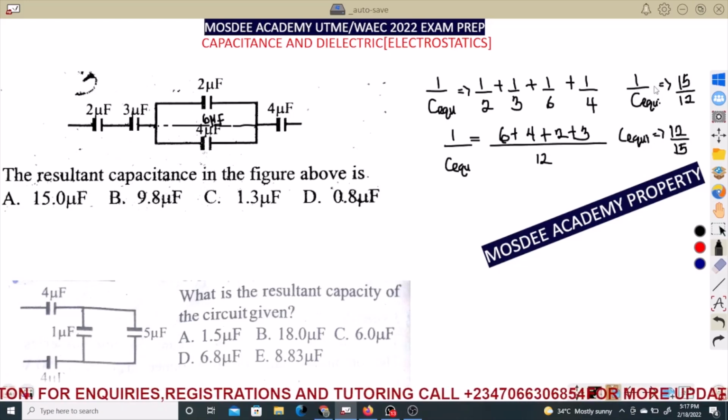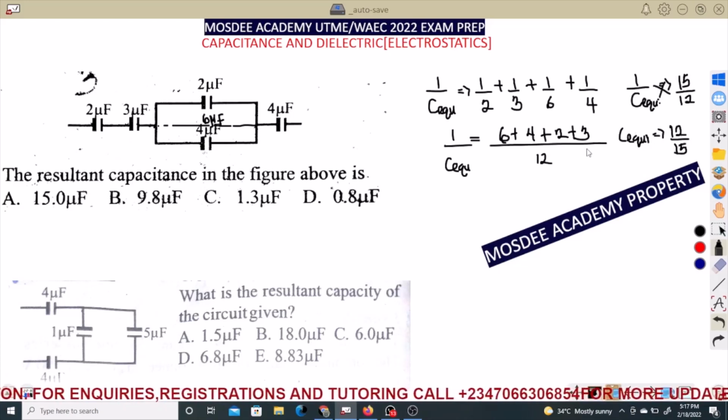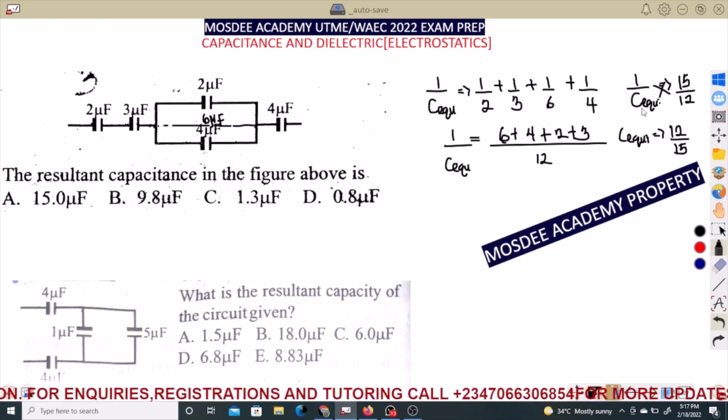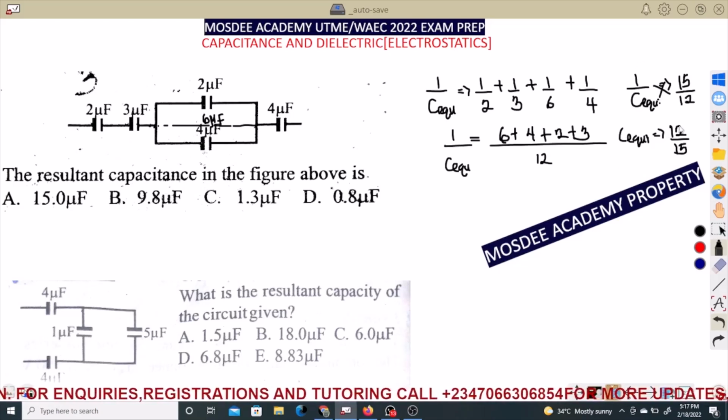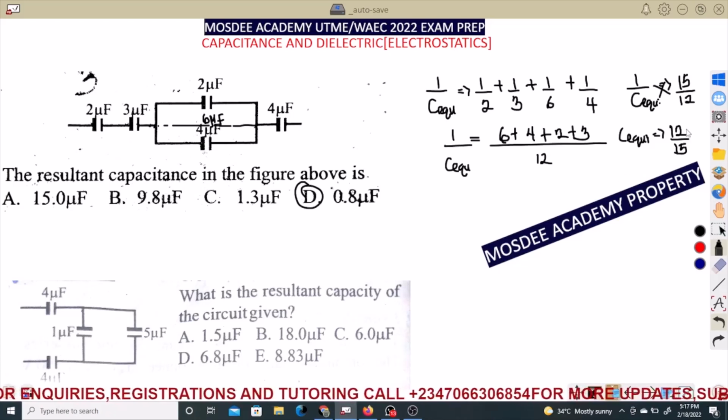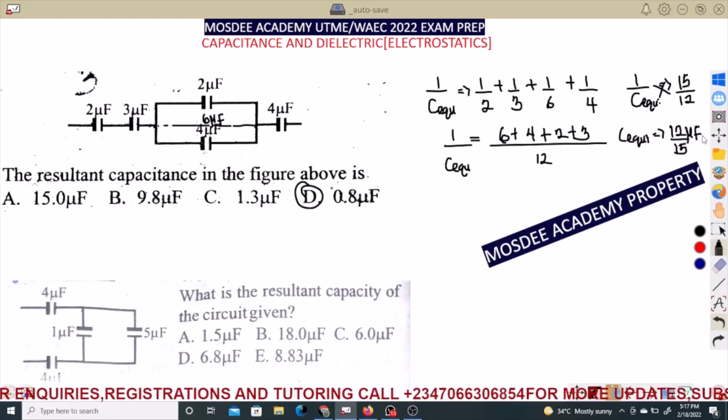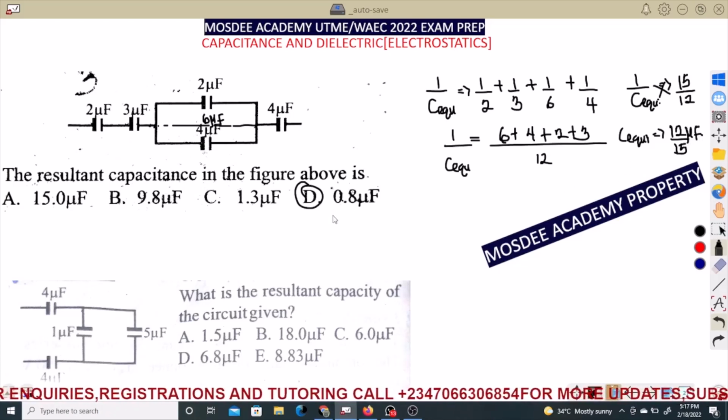I have only done what you call cross multiplication, as you are mathematicians, but for a relationship of ratio, when you flip this, this must also flip. So 12 over 15 in lowest terms is 4 over 5, since 3 times 4 is 12 and 3 times 5 is 15. And 4 over 5 is 0.8. So 12 over 15, 4 over 5, is 0.8 microfarad, as we are working in terms of microfarad. So guys, that is the way you do that.